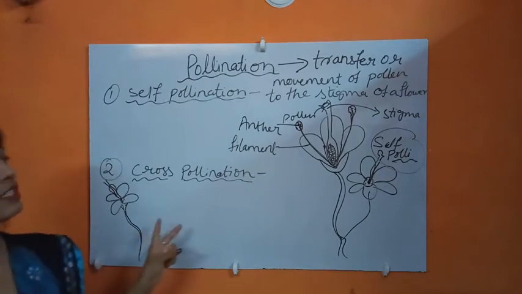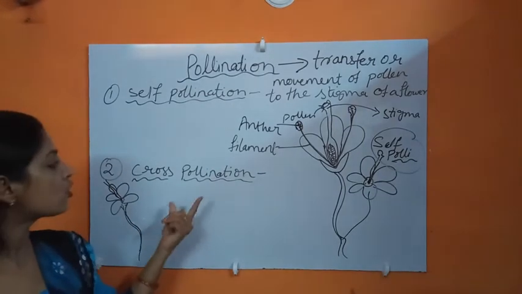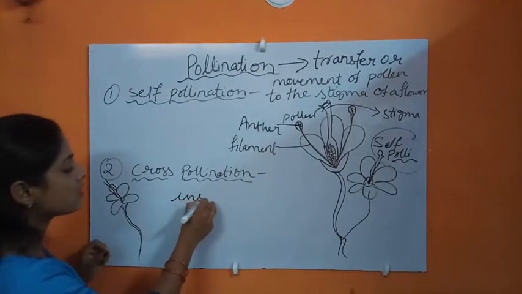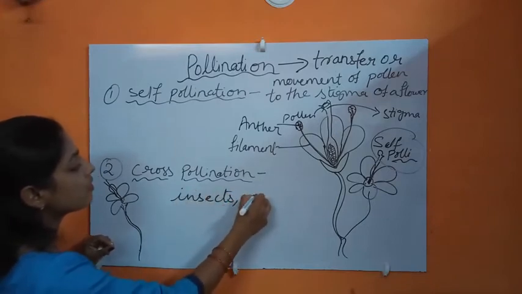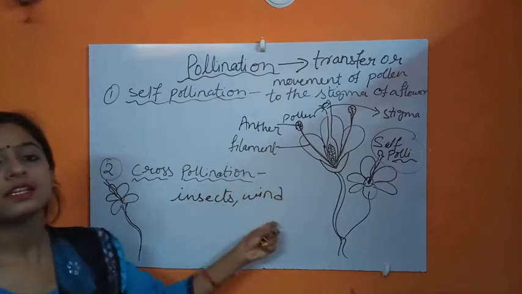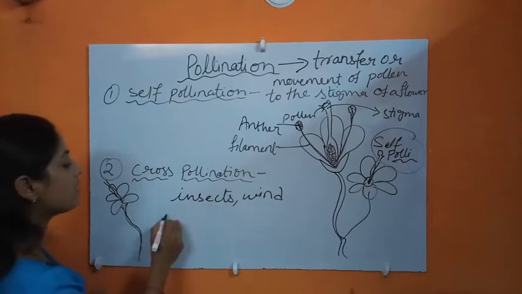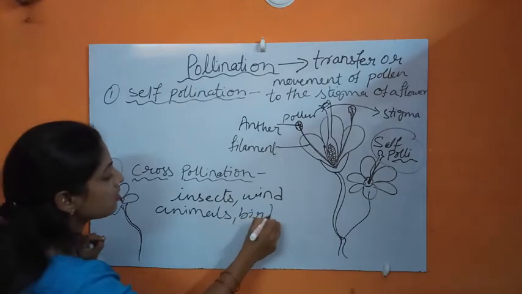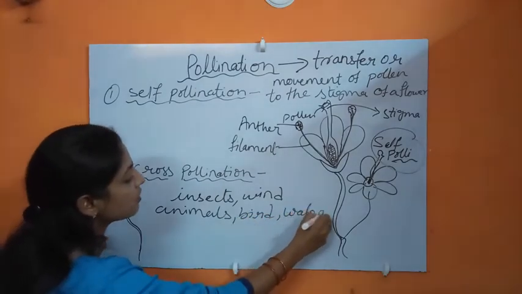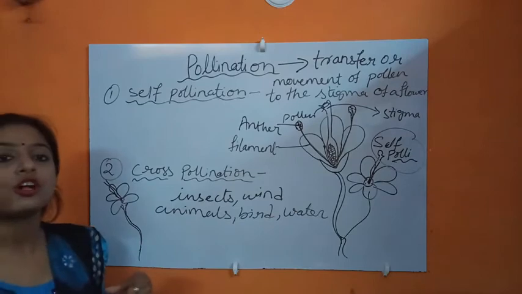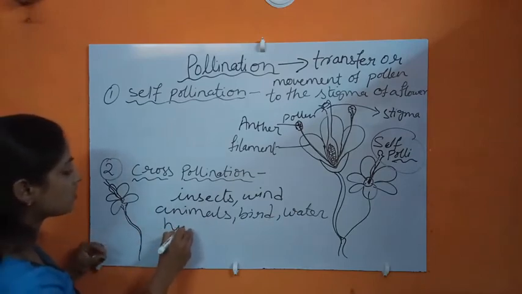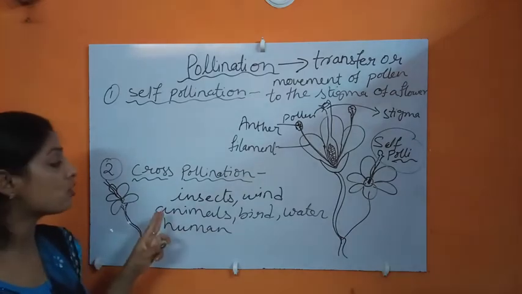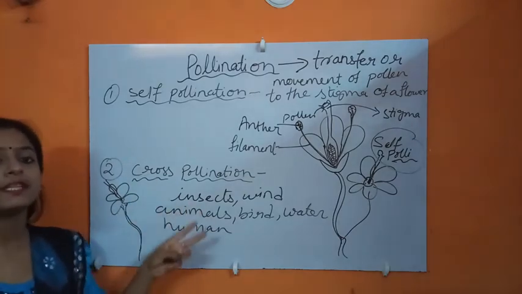So there are various agents also involved in this process. Cross-pollination needs agents. Some agents are insects, wind, which is the natural thing, animals, birds, and water. We humans also help in this process. Humans sometimes also contribute to the process of cross-pollination. So cross-pollination depends on agents.